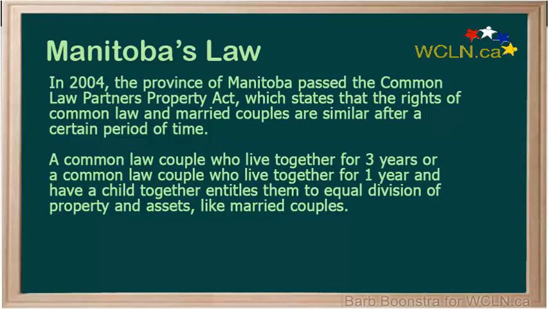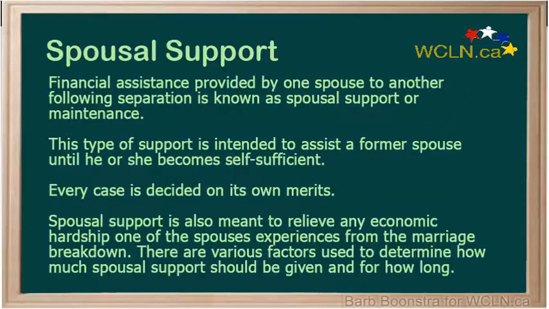In 2004, the province of Manitoba passed the Common Law Partners Property Act, which states that the rights of common law and married couples are similar after a certain period of time. A common law couple who lives together for 3 years, or a common law couple who lives together for 1 year and have a child together, entitles them to equal division of property and assets like married couples.